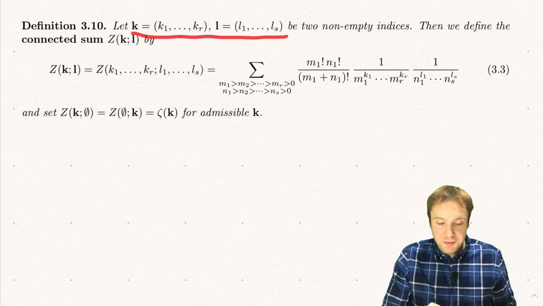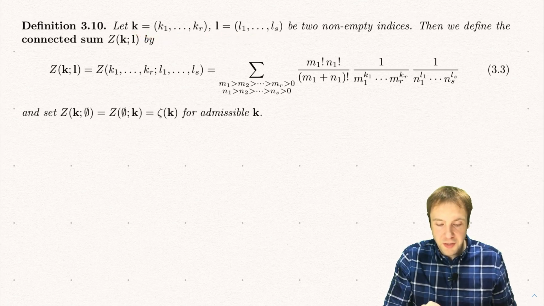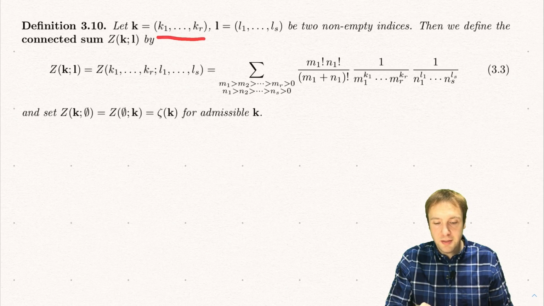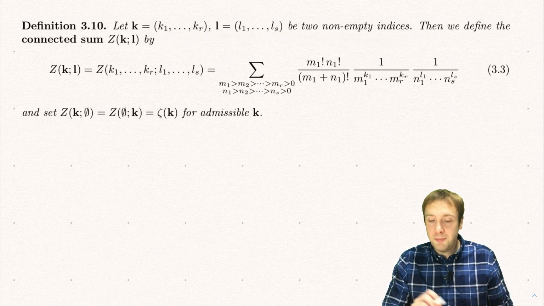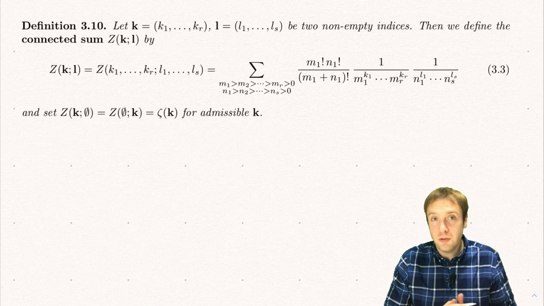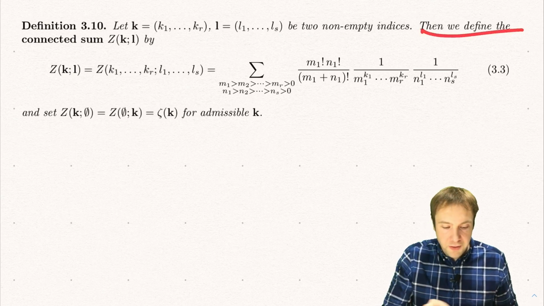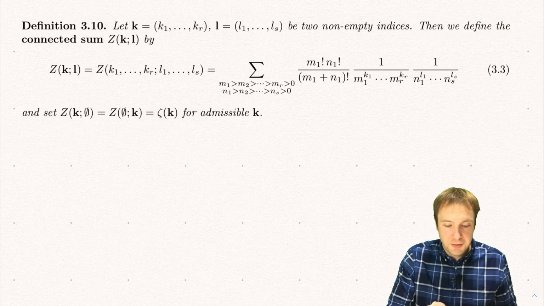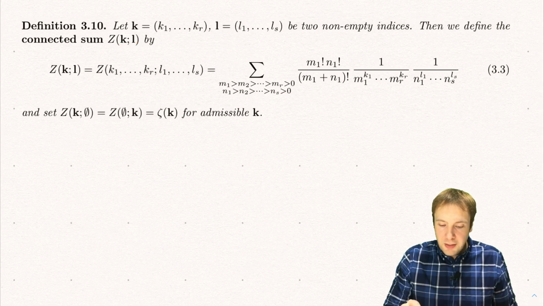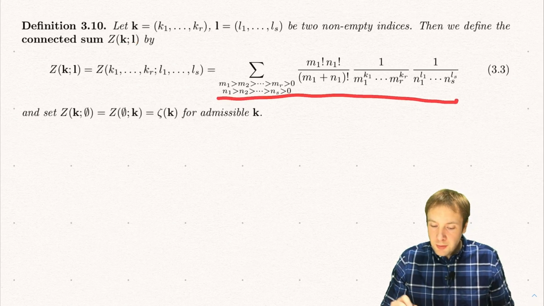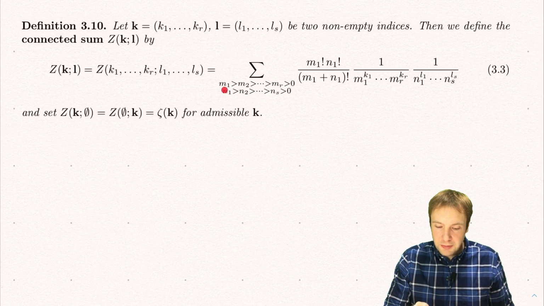If I have two indices, k, which is now an arbitrary index, k1 to kr, and l, which is also an index, l1 to ls, and they are both non-empty indices, but they don't need to be admissible, then we define the connected sum denoted by Z(k, l). And this sum looks like this, so it's a doubly ordered sum.